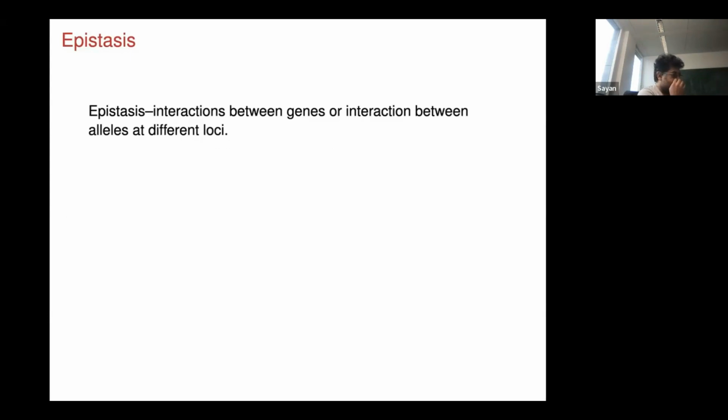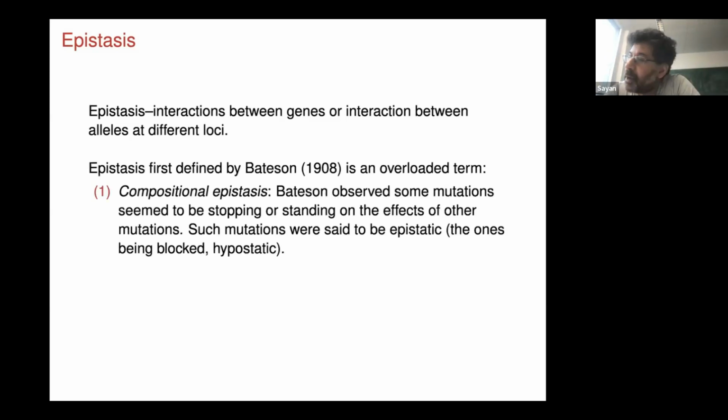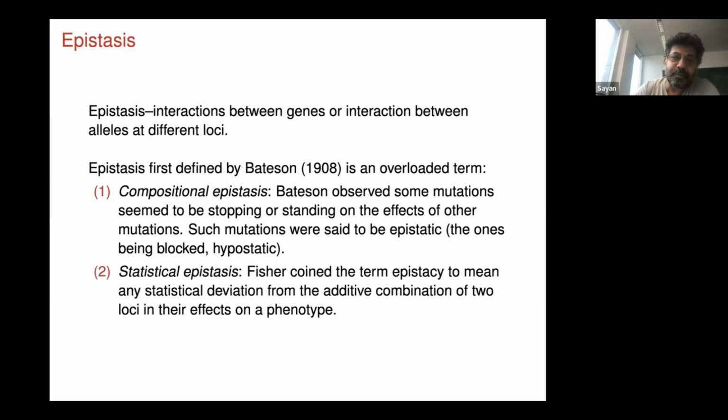Okay, so there's a classic idea of what's called epistasis, which is modeling interactions between genes or interactions between alleles at different loci. And there are kind of two constructions of it. The first construction was by the plant biologist Bateson. And the idea that Bateson had was that some mutations stop other mutations, so they stand over them. And this is what he meant by epistasis.